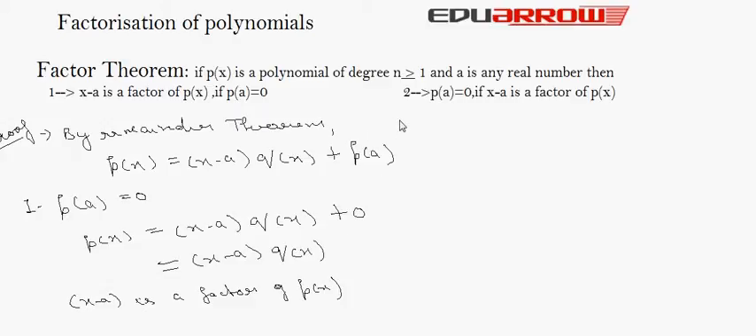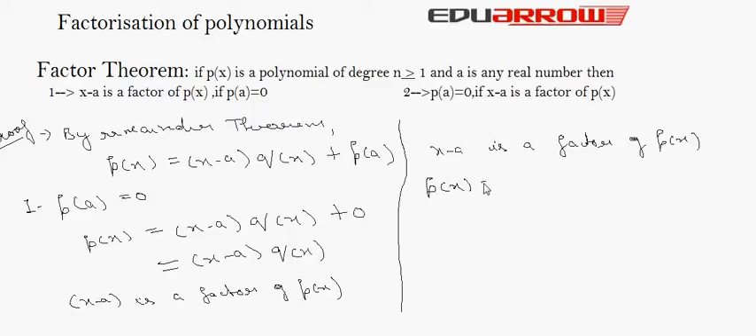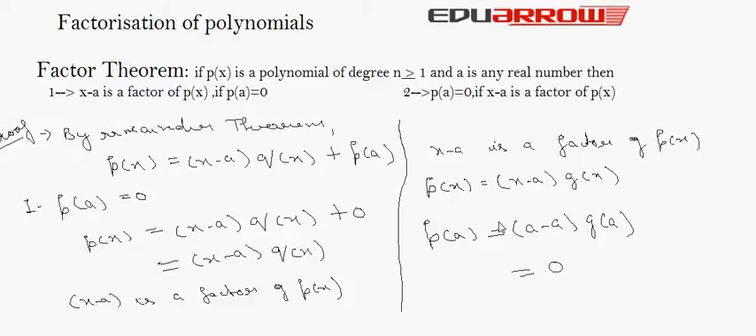Now let's see the second one. Since it is given that x minus a is a factor of p(x), and p(x) is equal to (x minus a) into z(x) for some polynomial z(x), in this case p(a) is equal to (a minus a) into z(a), that is equal to 0. So here we conclude that p(a) is 0 if x minus a is a factor of p(x). This is all about the factor theorem.